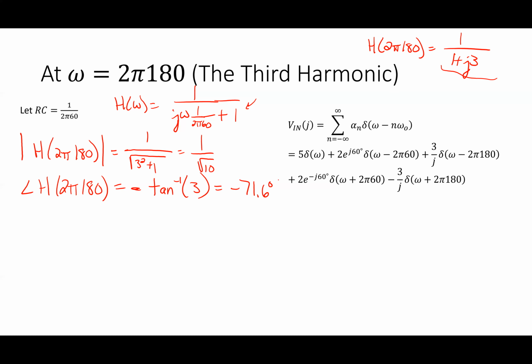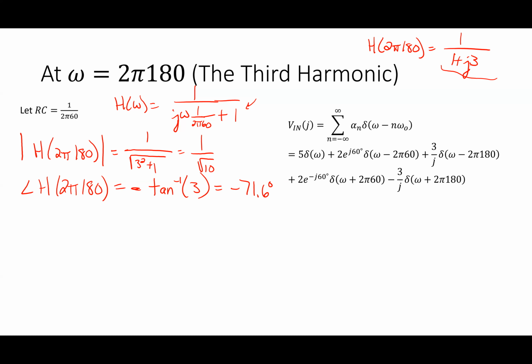And I'm sorry, it's supposed to be 1 over, no, it's the angle of 1. So the angle of 1 is 0. So it's 0 minus the angle of the inverse tan of 3. Oh, okay. Yeah. All right.